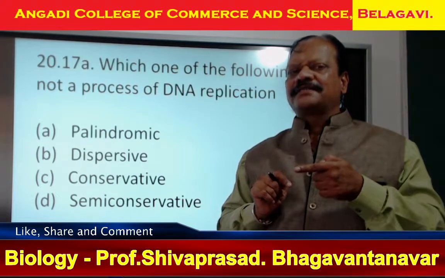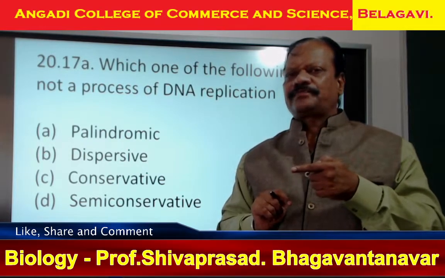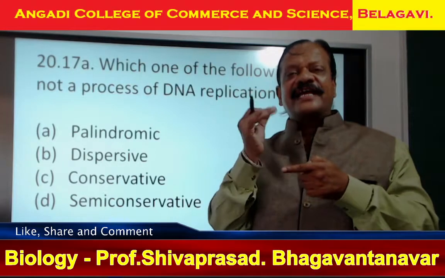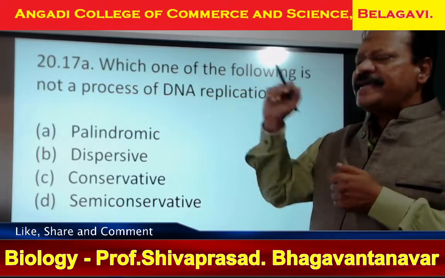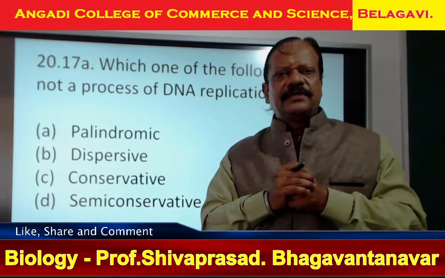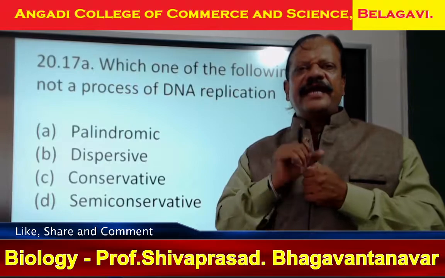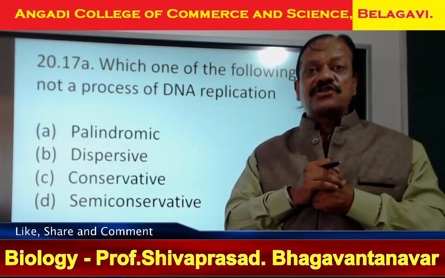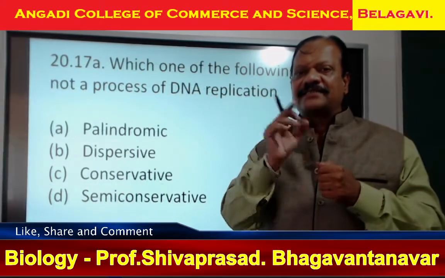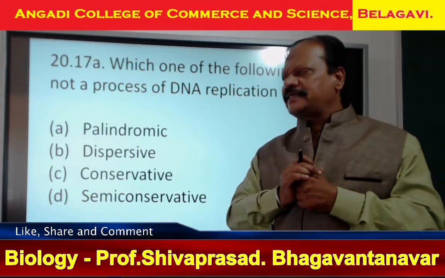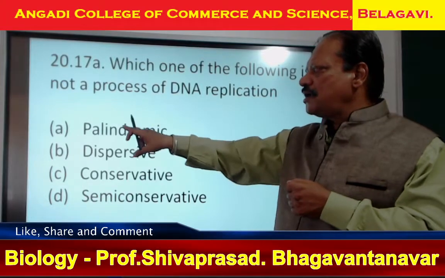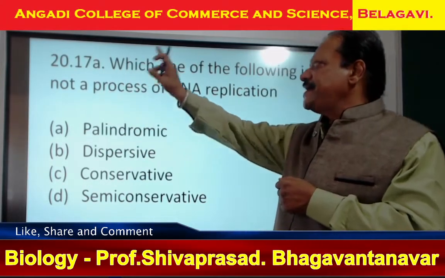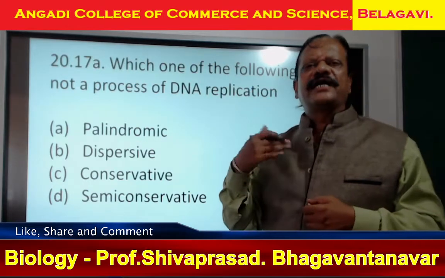Why? Because the spellings are the same. So, in such a duplication of DNA, the ATGC combination is not the same on both sides. So as a result, it is not palindromic. So option A is the right answer here. We'll go to the next question.